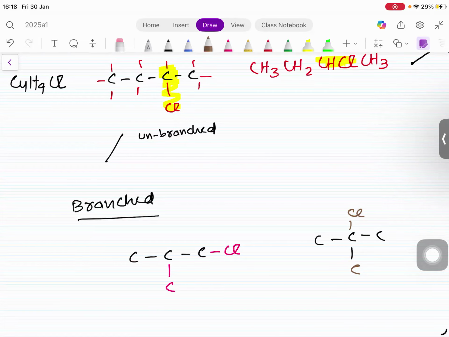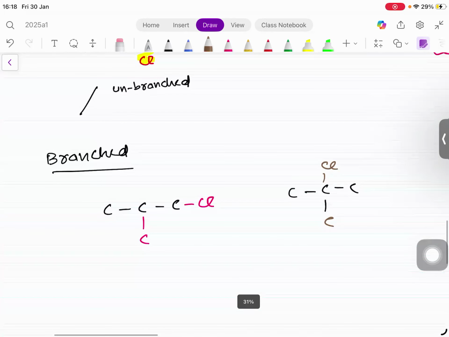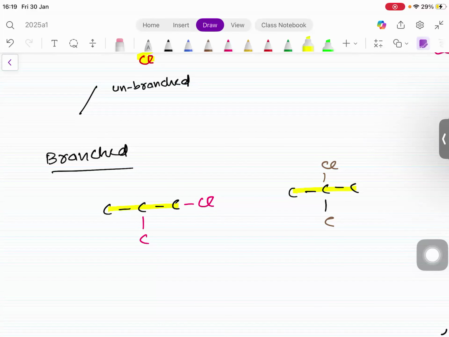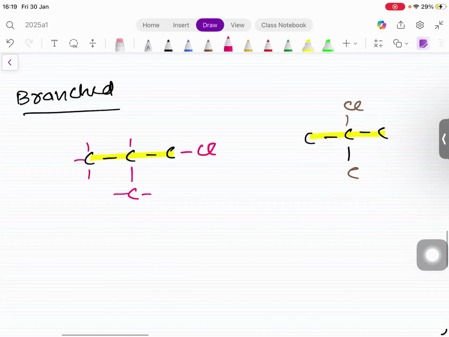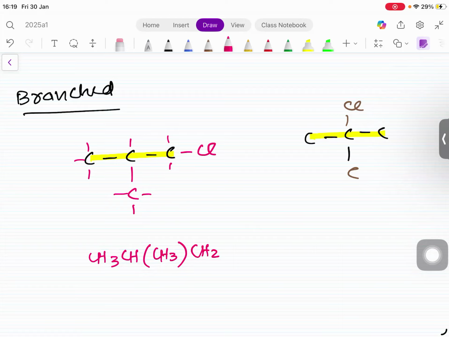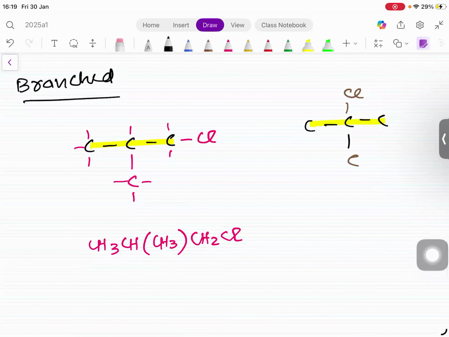Both of these are branched, because you see there are 3 carbons in the chain. Now, if I fill up the hydrogens: this is CH3, CH, and then there's a branch, CH3. And then what is the next? CH2Cl.